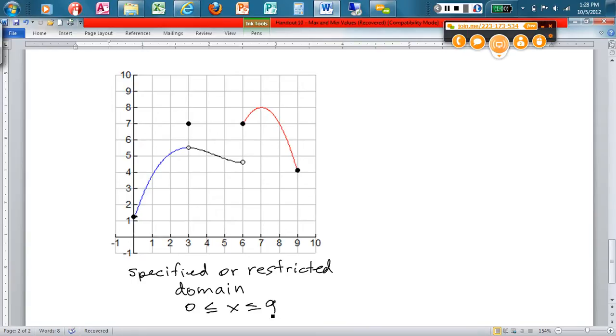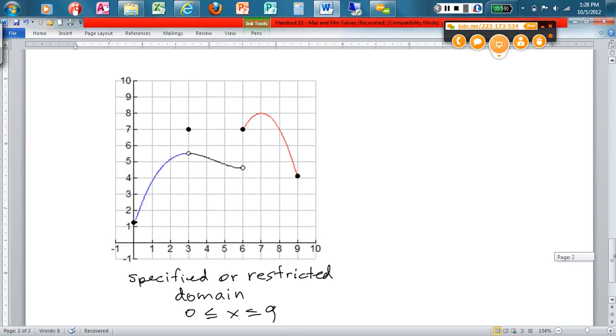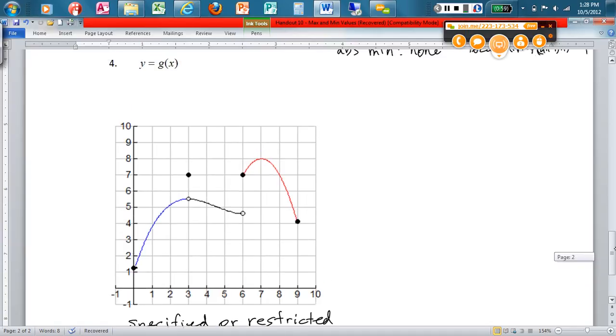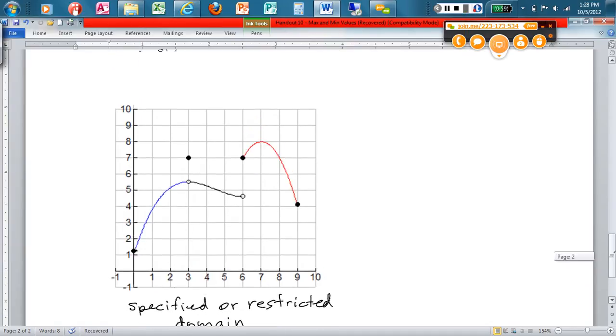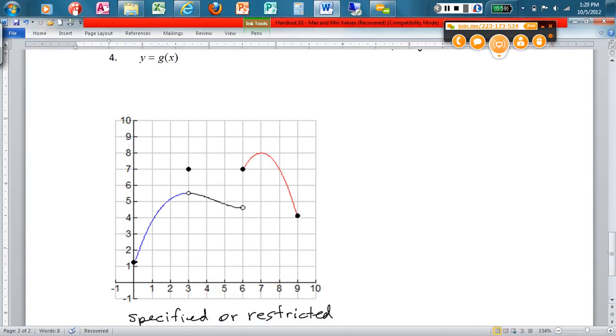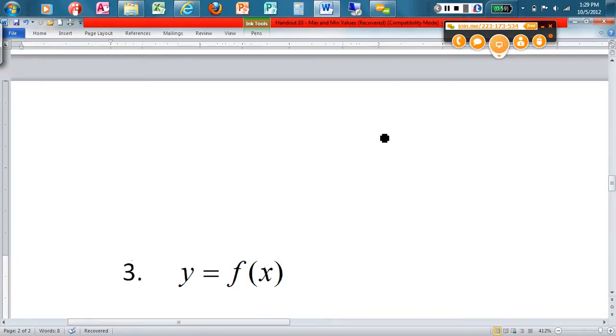So if you've got something that's restricted like that, that's different than the ones we had before, because the other ones we had before were just going out x to infinity, or negative infinity to infinity. Here we're just going 0 to 9. So if you have that, a couple of things to look at. I mean, you can specify it on a regular function, but this also has another issue or two to talk about. What about, is there any local maximums?